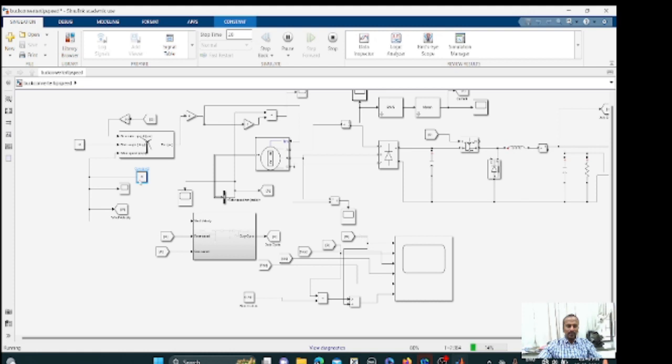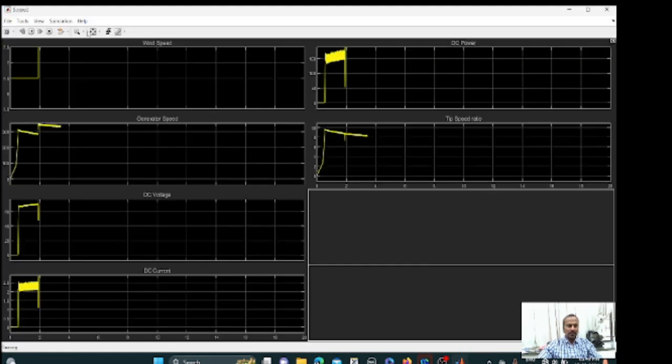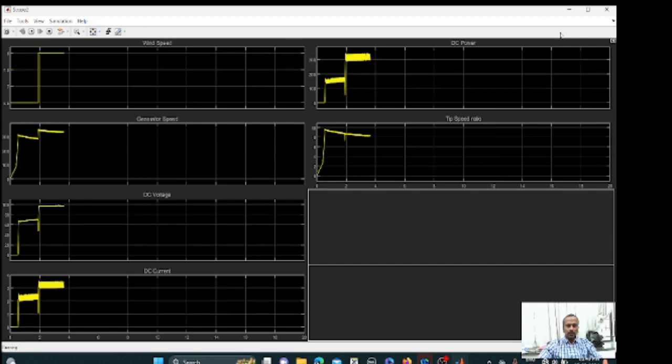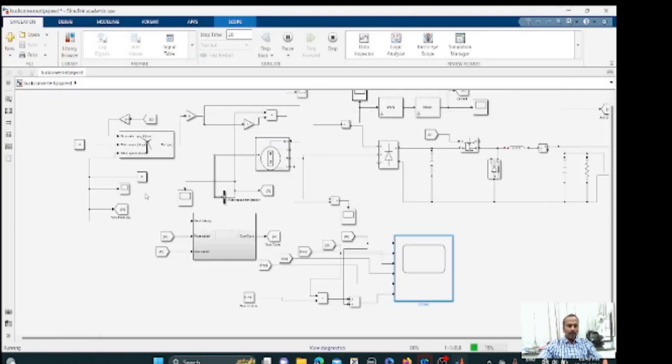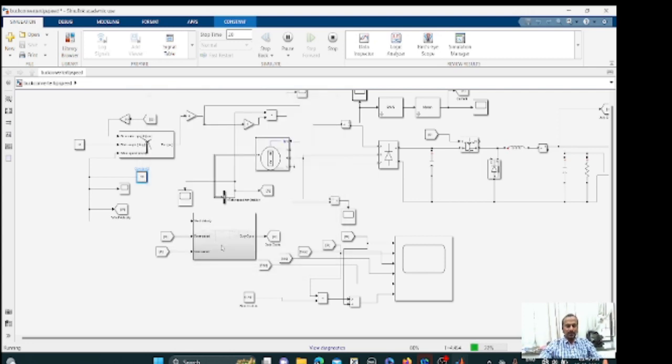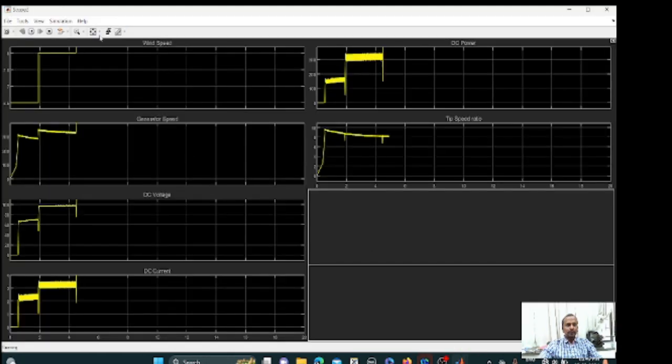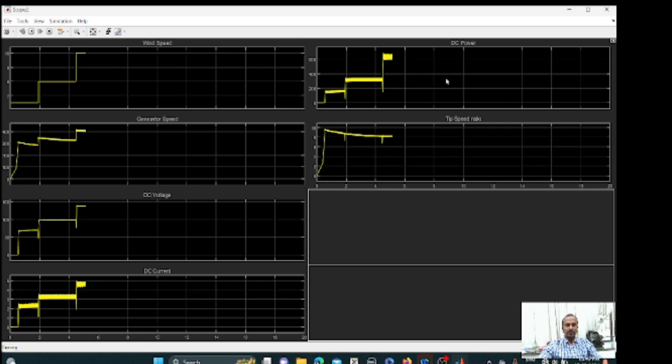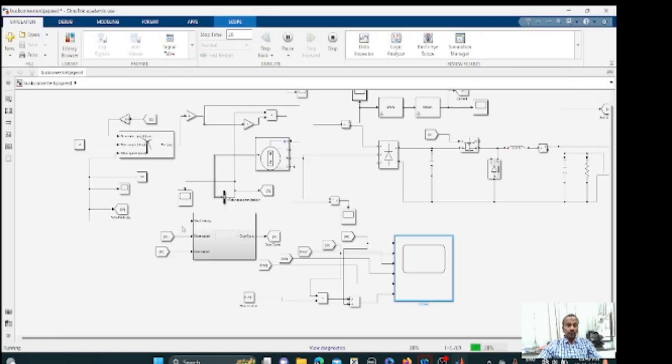Then after some time, let me check whether it has settled or not. Then after some time I am making it 10 meters per second. Let the system run. Now the output power is increasing. Then I am making it 12 meters per second.